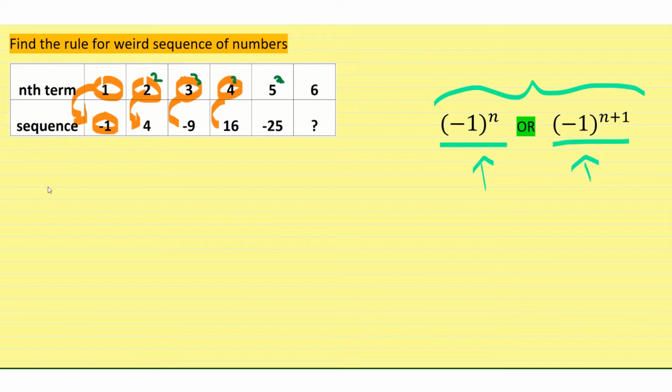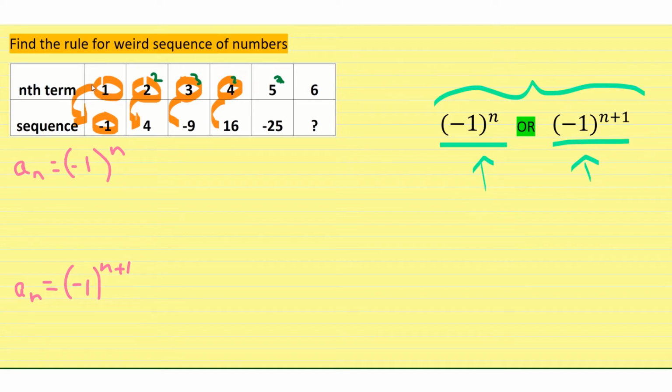So we're going to either have -1, well, let's go ahead and write a sub n, our rule. We'll start with a sub n, like how do we figure out any of the nth numbers? And it's going to be equal to either -1 to the nth power, or our second choice would be a sub n is equal to -1 to the n plus 1 power. So one of these will be part of our equation.